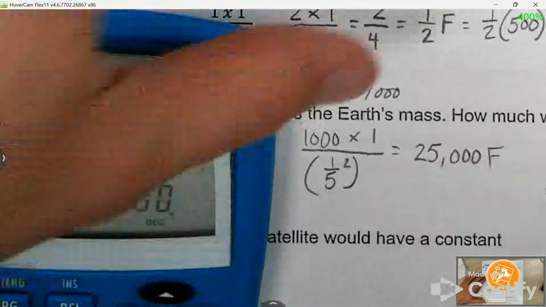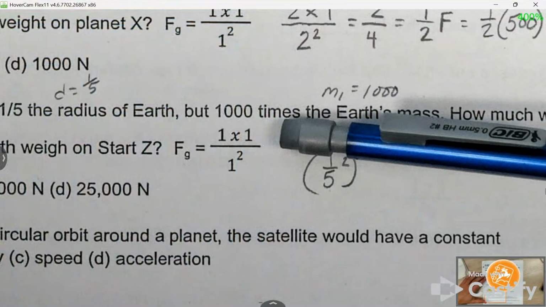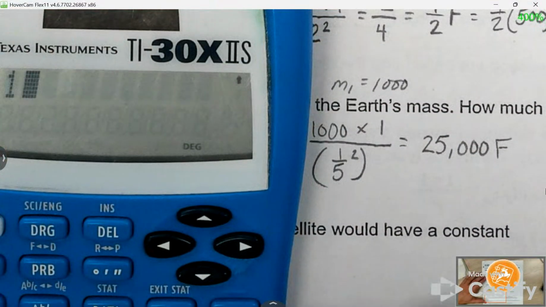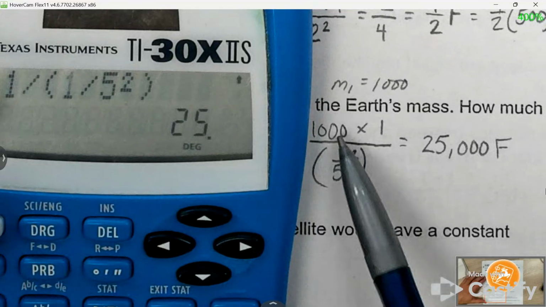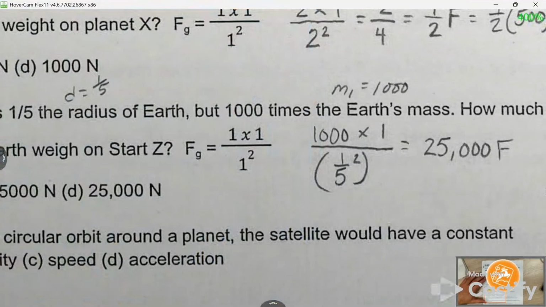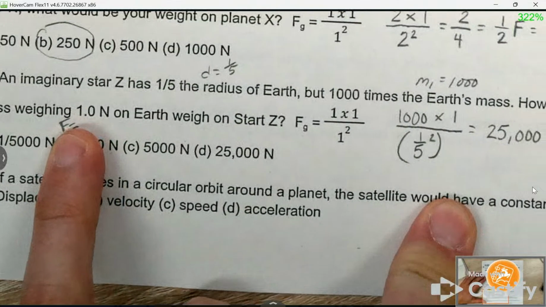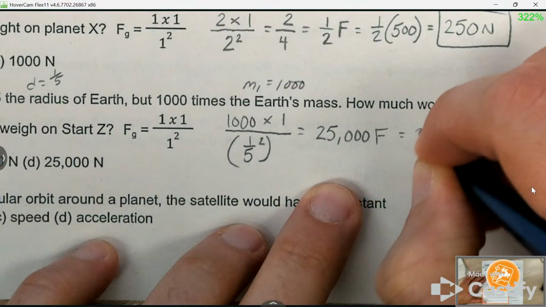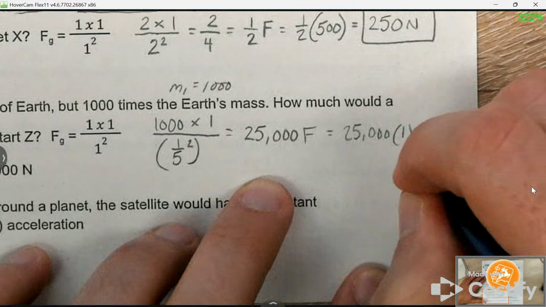Now, if the other thing did not change, but the radius here decreased to 1/5, it'd be 1 times 1, which is just 1, divided by that 1/5 squared, which would give us 25. And then the 1,000 times mass piece also adds to it. The original force of this object, they said, its weight on Earth, was 1 newton. So on this place, we just replace F with 1, and it's just 25,000.